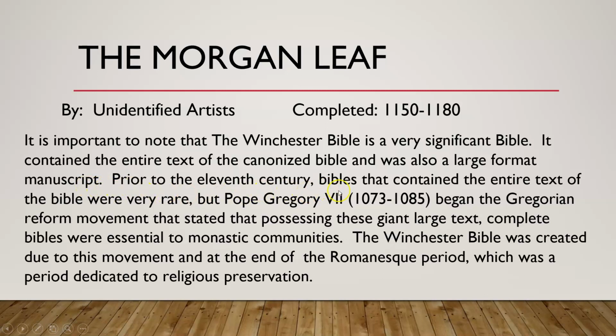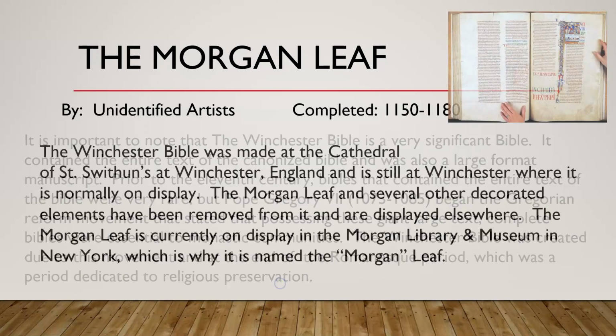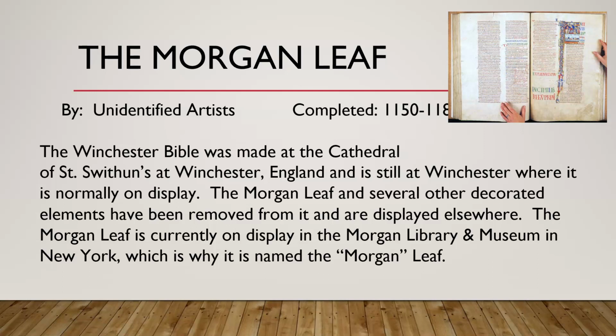So prior to the 11th century, Bibles that contained the entire text of the Bible were very, very rare. But Pope Gregory began the Gregorian Reform movement that stated that the possessing of these giant, large text, complete Bibles was essential to monastic communities, so that they all needed one. So the Winchester Bible was created due to this movement and these new ideas at the end of the Romanesque period, which was a period dedicated to religious preservation. So since it was stated that the monastic communities needed these, that's why this one was actually made.